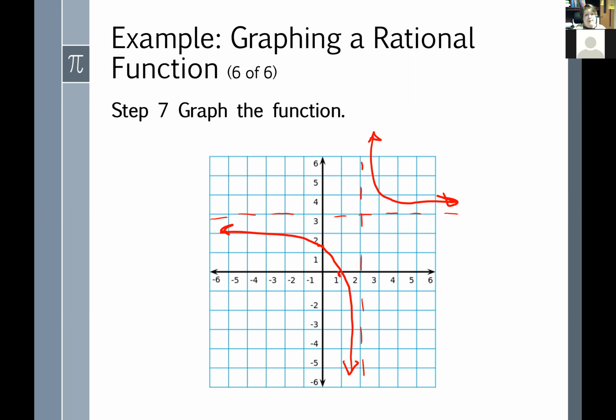But since it has this behavior to the left of the vertical asymptote and below the horizontal asymptote, it's got to have the same kind of behavior above and to the right. So it's going to increase without bound as it approaches the vertical asymptote, and it's going to approach the value of y equals 3 as x increases without bound.